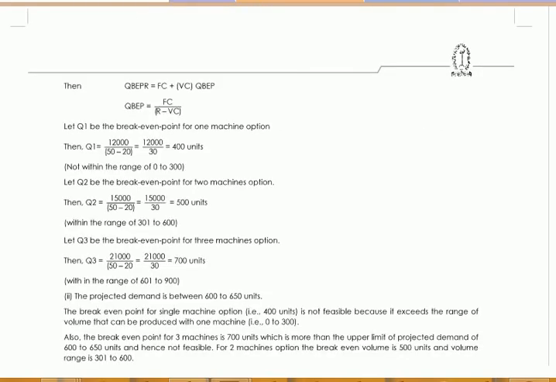So we have the break-even point for the first machine, the second machine, as well as the third machine. The break-even point for the first machine is 400 units, for the second machine it is 500 units, and for the third machine it is 700 units, and the corresponding ranges are given to us. For the first machine it is 0 to 300, for the second machine it is 301 to 600, and for the third machine it is 601 to 900.